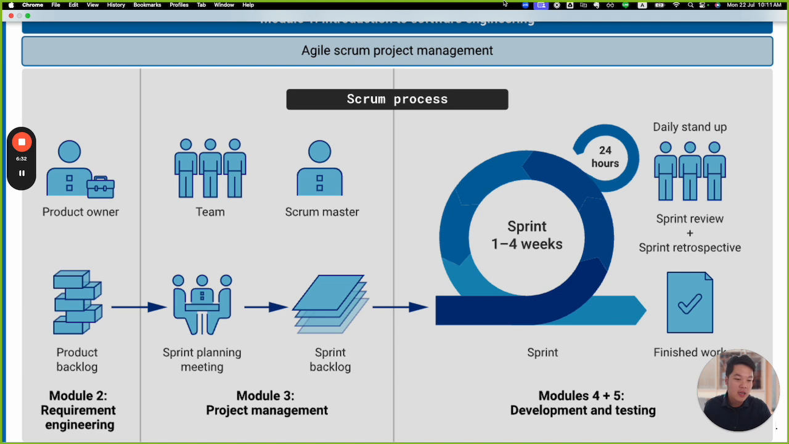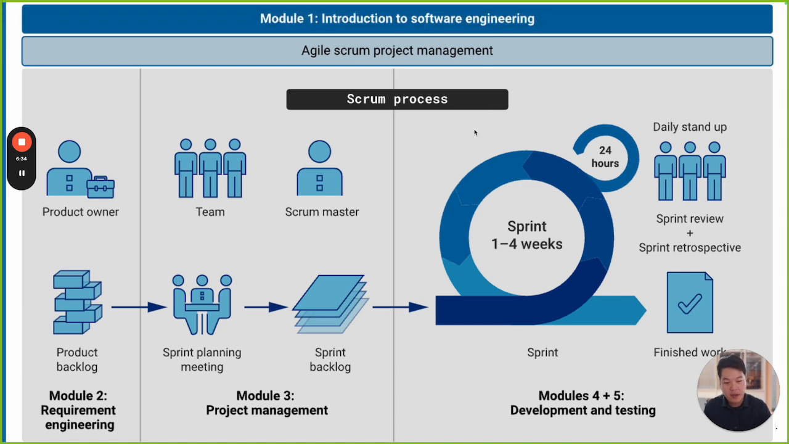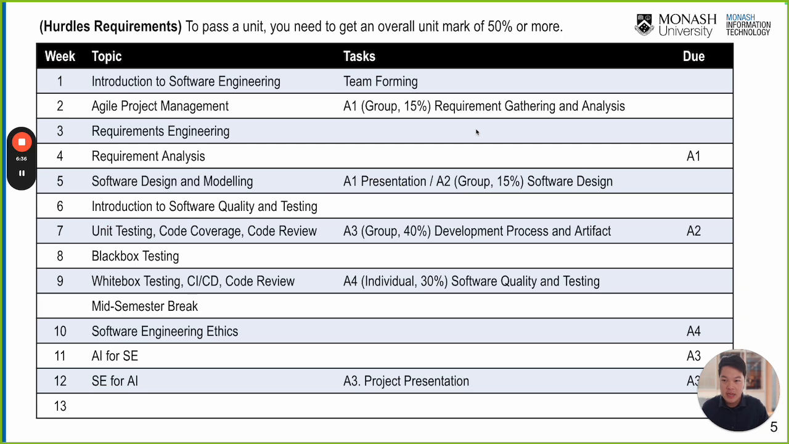Okay, and then we will talk about software quality and testing as well, and to follow the agile Scrum project management. So we designed the learning content like this. For the first week, it will be about the intro to SE, which is this week. Then followed by agile project management, requirement engineering, requirement analysis, software design modeling, and introduction to software quality and testing.